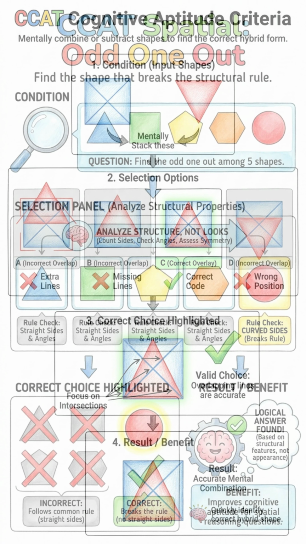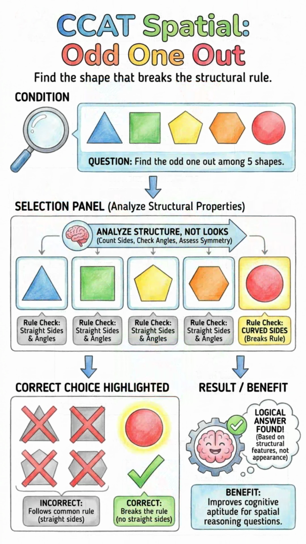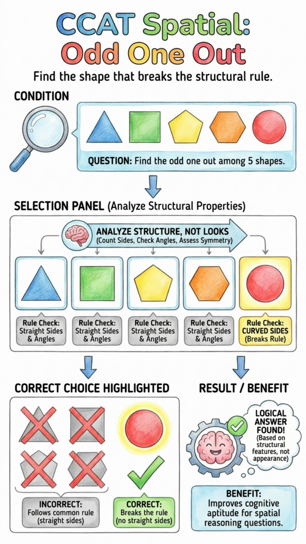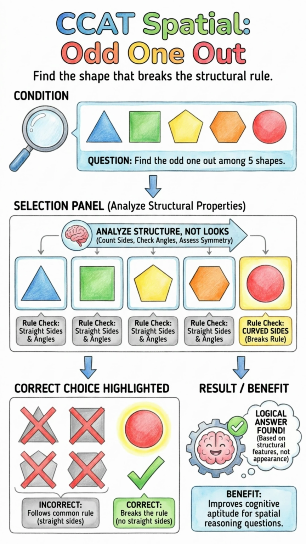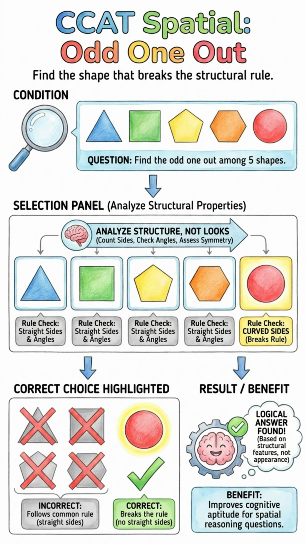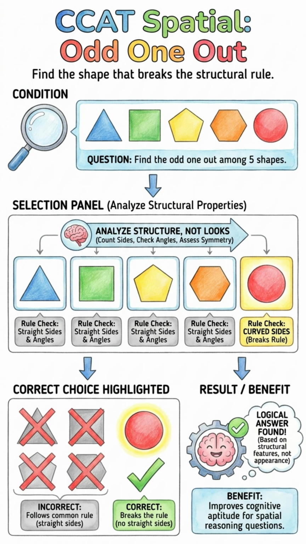Another common spatial question type asks you to identify the odd one out among 5 different shapes. In these problems, 4 of the images share a common underlying logic, while 1 breaks the rule. The challenge is that the shapes might look completely different at first glance, meaning the rule is not based on how they look, but on their structural properties. You must quickly analyze the number of sides, the types of angles, or the symmetry of each shape. Do not just look at the shapes, but actively count their structural features.